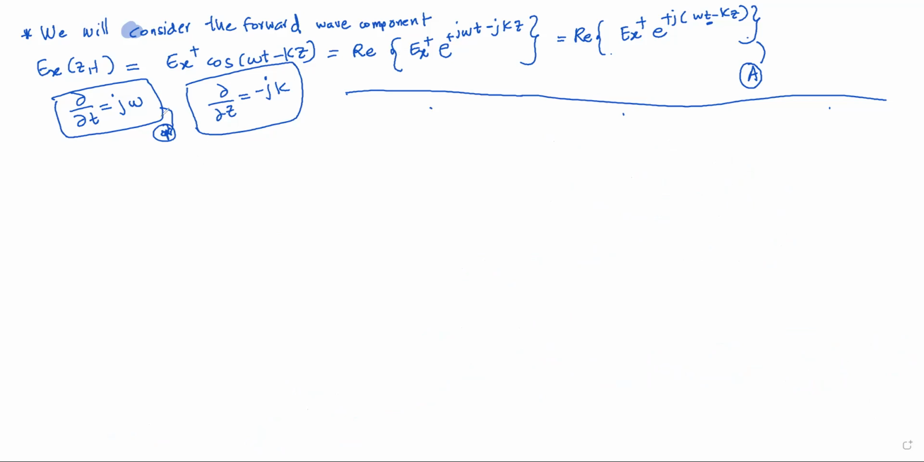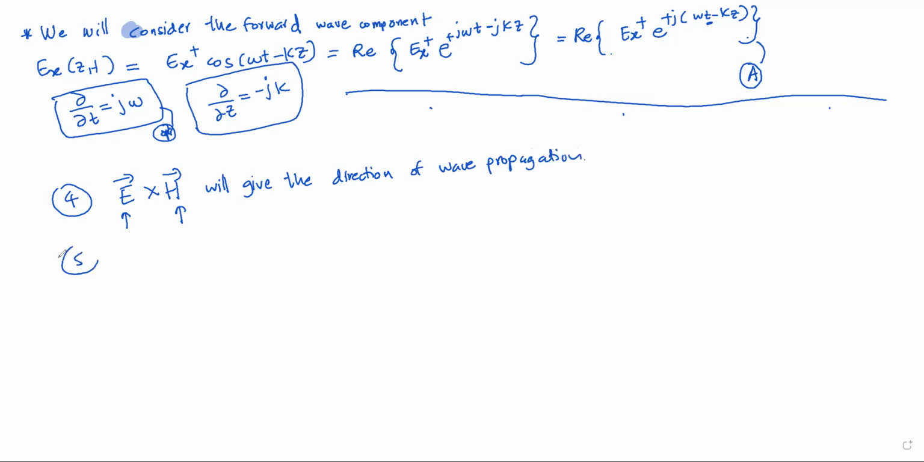So the next property of the plane waves is that the cross product of the electric field and the magnetic field will give the direction of the wave propagation. Okay, so that is property number 4, right?